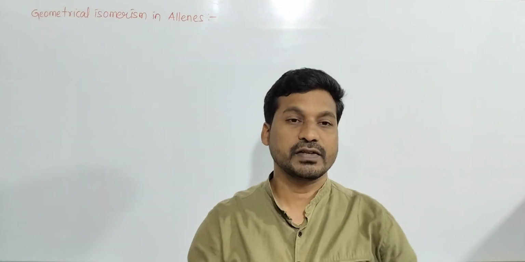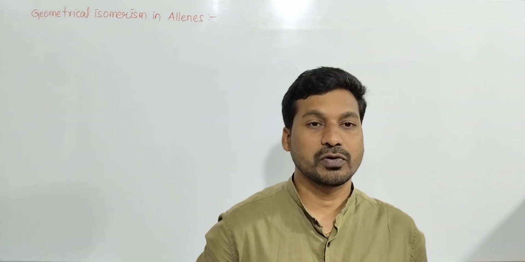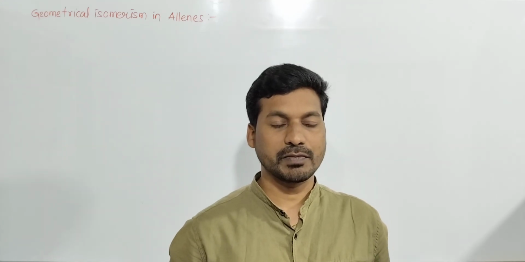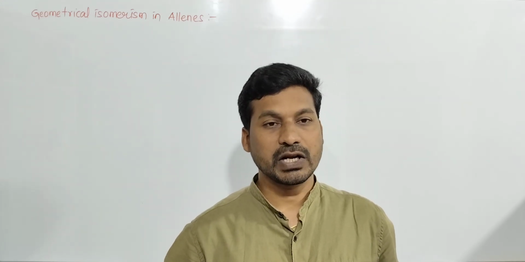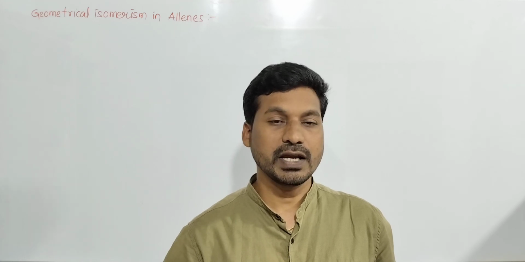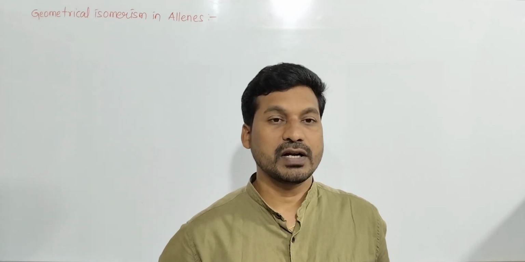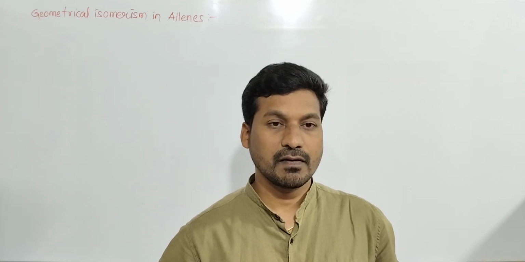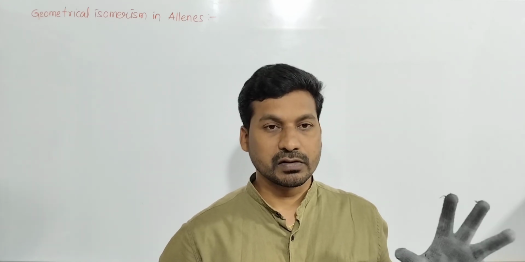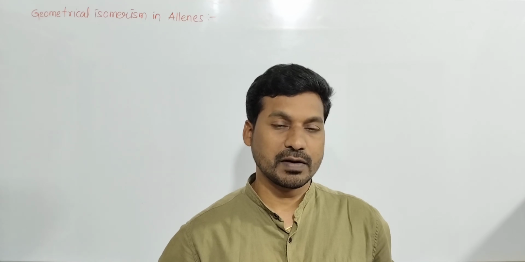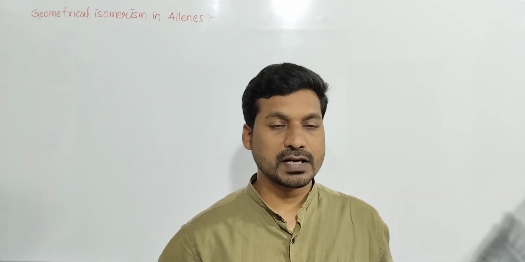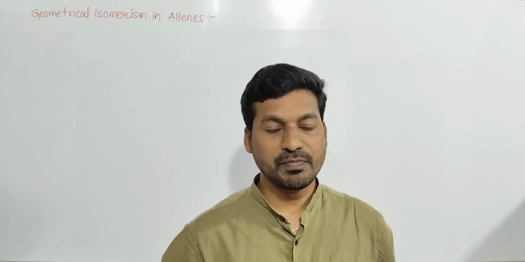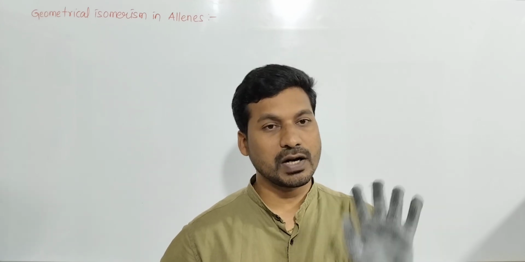Hello everyone, in this video I am going to explain geometrical isomerism in allenes. In the previous video, geometrical isomerism in alkenes and cycloalkenes was completed, along with the different notations and prefixes for geometrical isomerism. There are three different prefixes for geometrical isomers: cis-trans prefixes, E-Z prefixes and syn-anti prefixes. Among those three, two are completed.